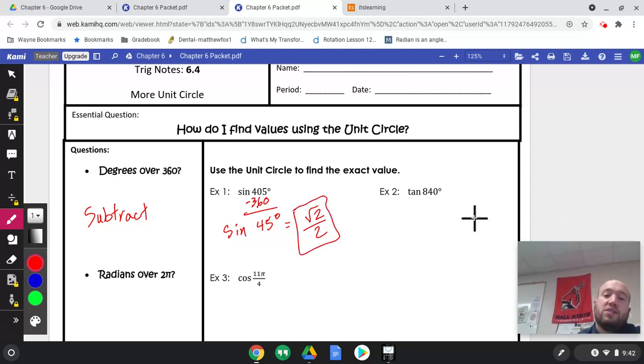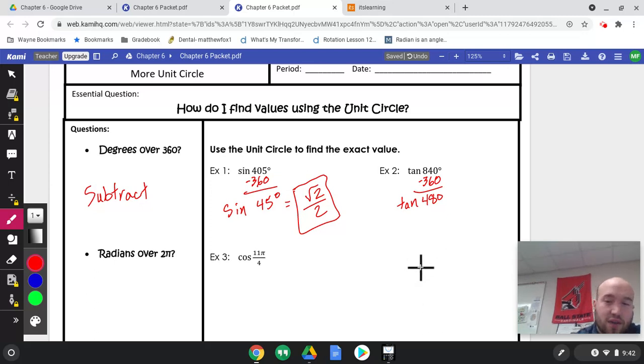Now this next one, tangent of 840, same thing, we'll subtract 360 from that. When we subtract 360 from 840, we'll be left with a tangent of 480. And hopefully you realize that didn't get us where we wanted to go. We're still greater than 360, but that's okay. We just do it again. So we'll subtract 360 again. We're left with tangent of 120 degrees.